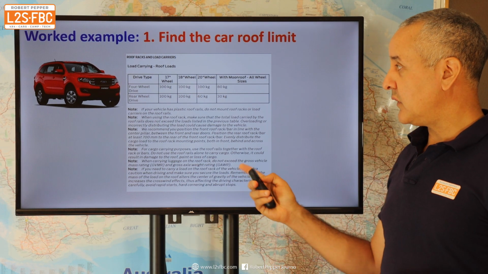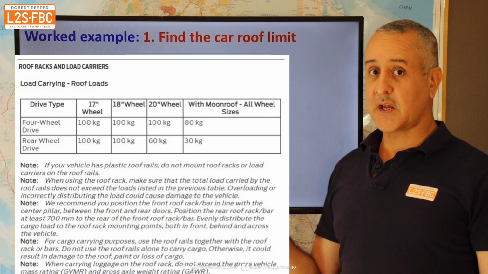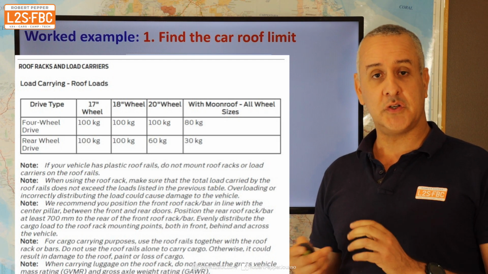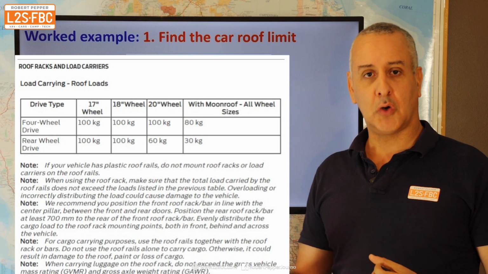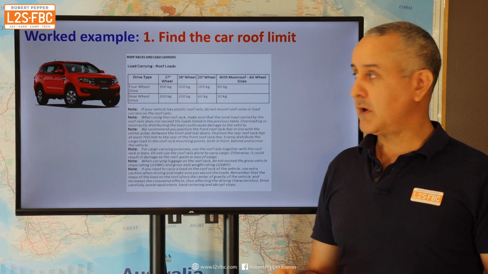Anyway, this is on the owner's manual, and what it says is that there's actually 3 different ratings for the Everest, which is not unusual. It's like towing ratings, right? They do tend to vary depending on the model of the vehicle, the year, and all sorts of other things.